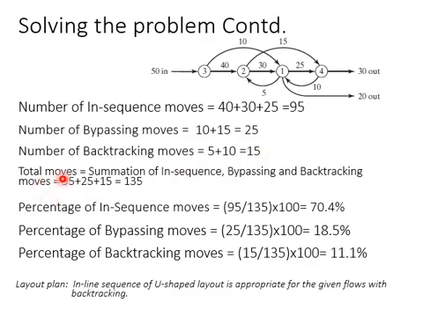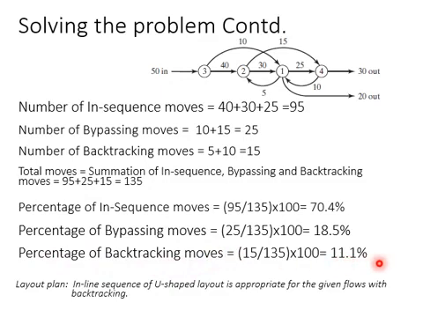So what will be the total moves? It is the summation of the in-sequence moves, bypassing moves and backtracking moves, so that will give 135 moves. Now how to compute the percentage? The percentage of in-sequence moves is the number of in-sequence moves upon the total moves into 100, which gives 70.4%. The percentage of bypassing moves is the number of bypassing moves upon total moves into 100, which gives 18.5%. And the percentage of backtracking moves, which is the least, is 11.1%.